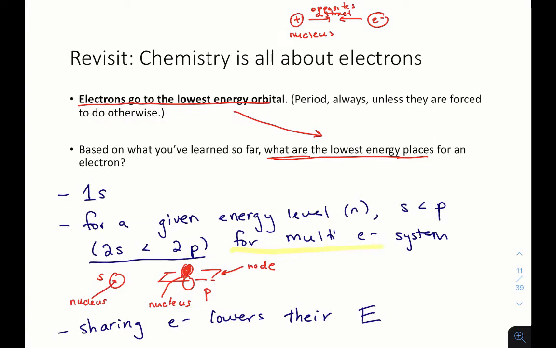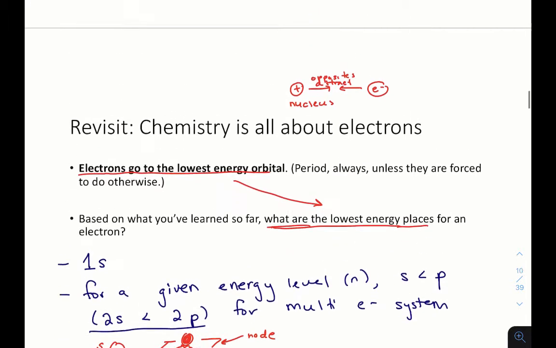When there's more than one electron in an atom, the electrons in the s orbital, since they can be on the nucleus, when they are on the nucleus, they decrease the attraction between the nucleus and an electron in a p orbital, because that electron in the p orbital can never be on the nucleus because of that node. And this is called shielding. Okay, and it explains why for a given energy shell, an electron in the s subshell will be lower energy than an electron in the p subshell.